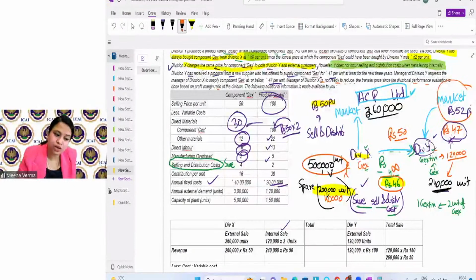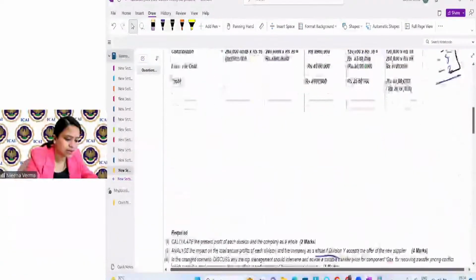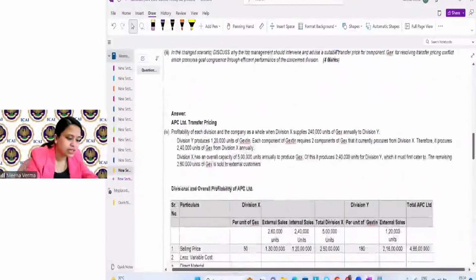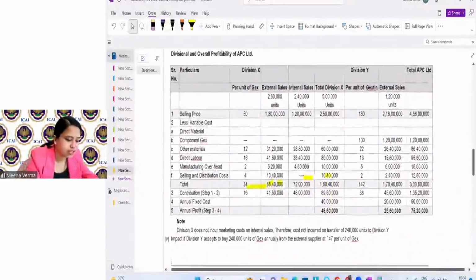Okay, so it will be a good decision if, instead of 50, we transfer the goods at rupees 46, we can remove this cost. So division Y need not buy it at rupees 47 from outside. Instead of buying the product from outside at rupees 47, it is better to buy it internally at rupees 46. So let me show you the calculation for the next one. You can solve it on your own also. I'm just showing you the calculation. I'm taking the next question.